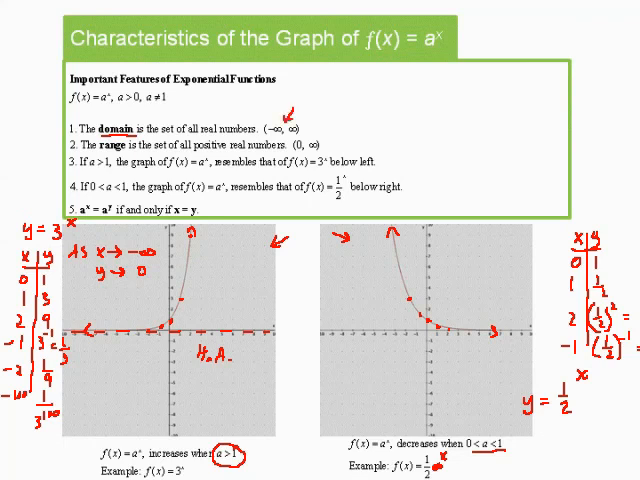Look at those x values. They'll go left, they'll go right. The y values, the range, 0 to infinity. Notice the parentheses on the 0 here. It does not ever get to 0.